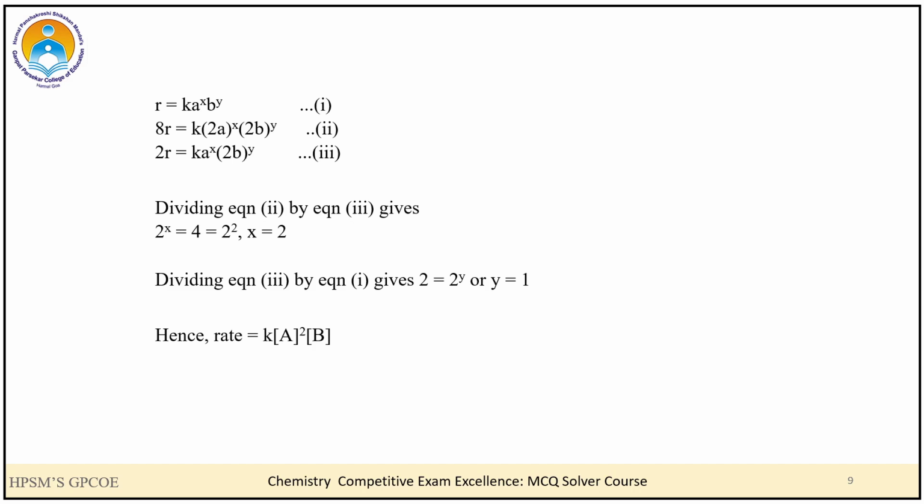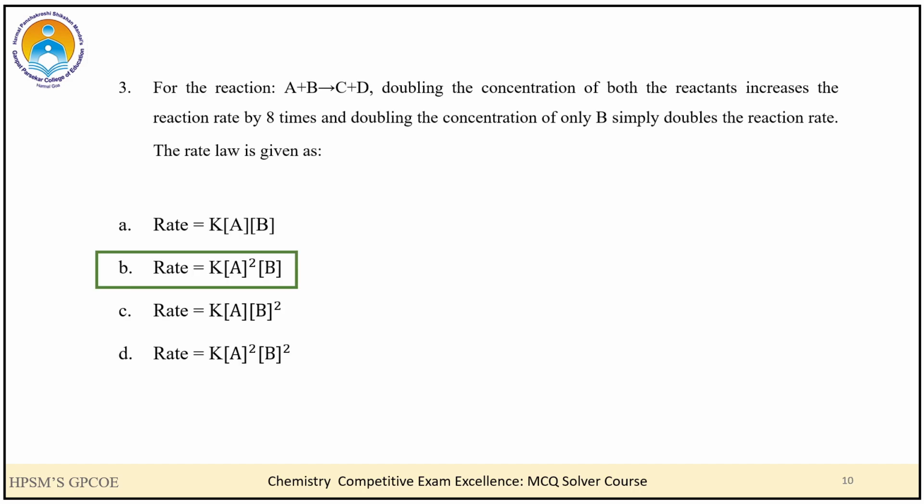Dividing equation 2 by equation 3 will give 2 raised to X is equal to 4. 4 can be written as 2 raised to 2, and hence X is equal to 2. Dividing equation 3 by equation 1 will give us 2 is equal to 2 raised to Y. Here Y will be equal to 1. Hence the rate is equal to K times concentration of A raised to 2 and concentration of B raised to unity.